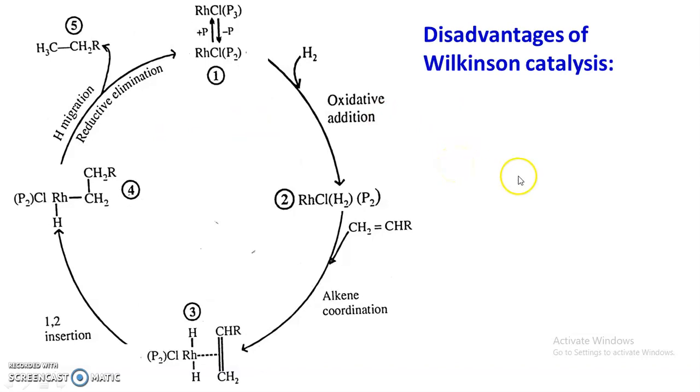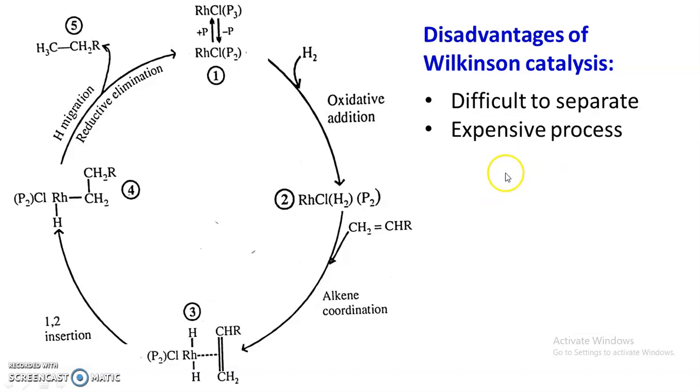Actually, there are some disadvantages of this Wilkinson catalysis. The first disadvantage is that it is very difficult to separate Wilkinson catalyst from the products or reactants or reaction mixture, and it is very difficult to reuse Wilkinson catalyst, and therefore the process is very expensive. Basically, the rhodium complex is expensive, and at the same time it cannot be separated and reused. This is the main drawback of this Wilkinson catalyst. And here there is an end of organometallic compounds.